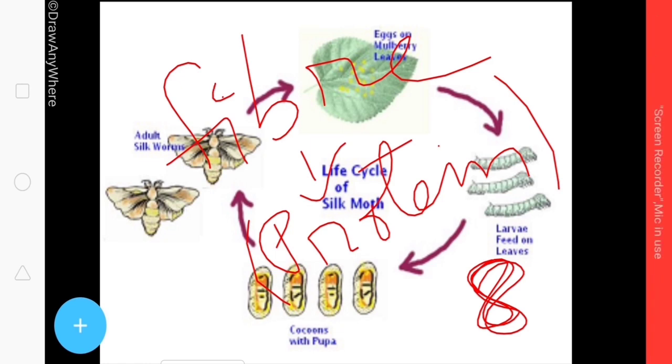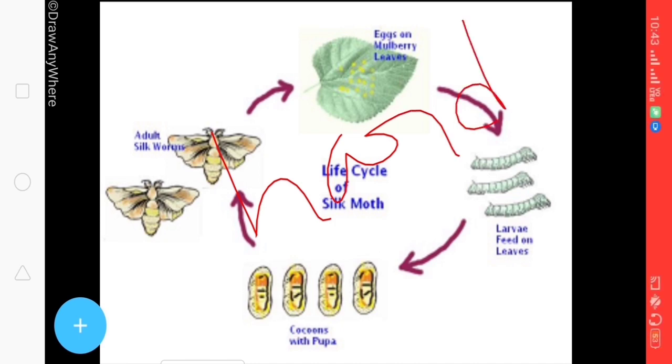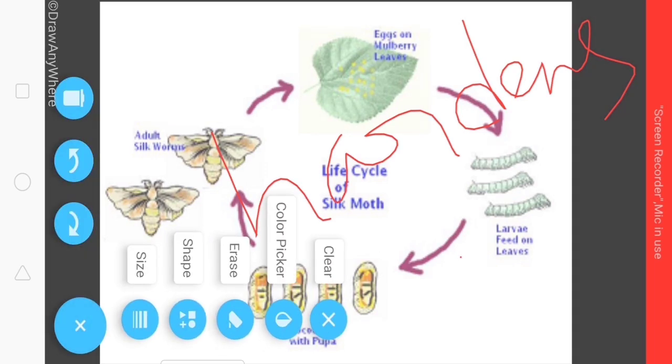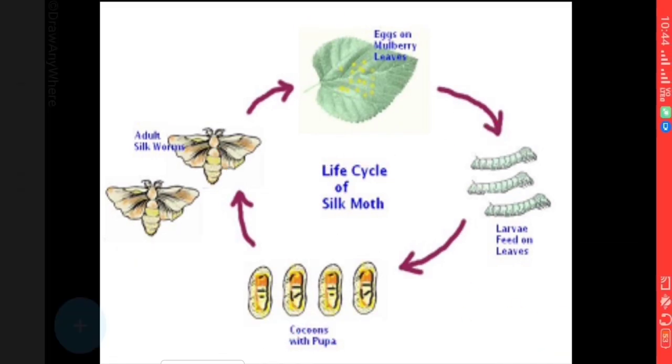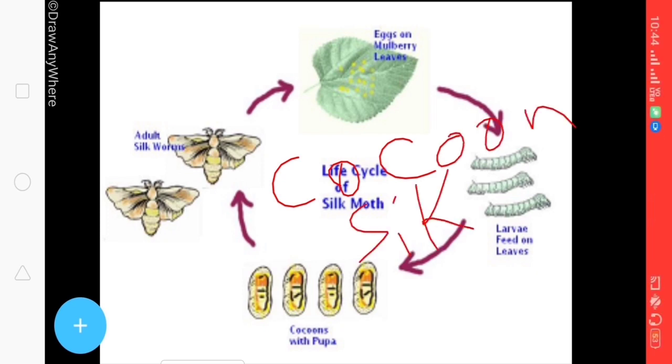Since it is made of protein, when this protein fiber is exposed to the air, it becomes hard. It hardens. So the pupa will be covered with the hard fiber, and those fibers are the cocoons, or we can say silk fiber. So the caterpillar or the pupa will be covered with a cocoon, C-O-C-O-O-N, or silk fiber.